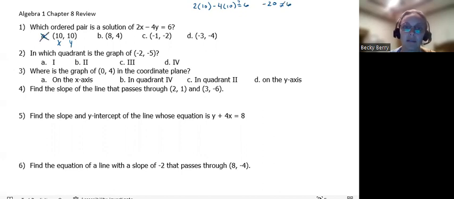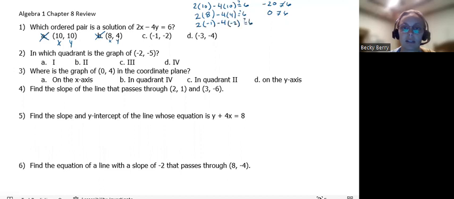Our next one, we have 8 and 4, so we plug in 8 for x and 4 for y. We have 2 times 8 minus 4 times 4. Is that equal to 6? So 2 times 8 is 16, minus 4 times 4, which is 16, so that's 0. That does not equal 6. That one doesn't work.